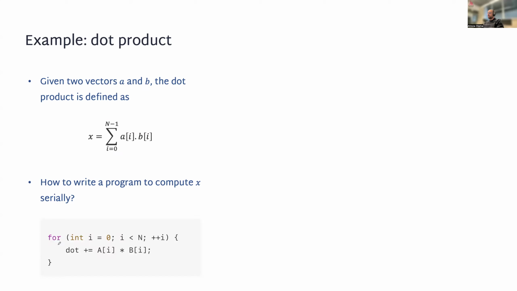So you just need to loop over the elements that you have in A and B, and then you have a variable called dot that you just accumulate into. I assume we have initialized it, double dot equals 0. And then you just compute this multiplication and add it to the dot variable, right? Super clear.